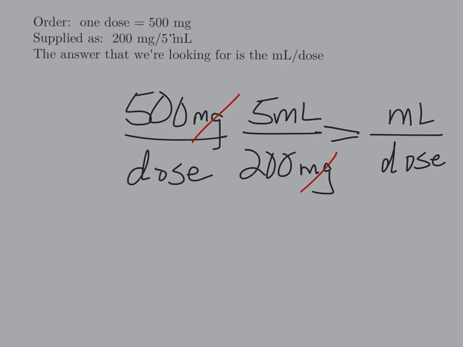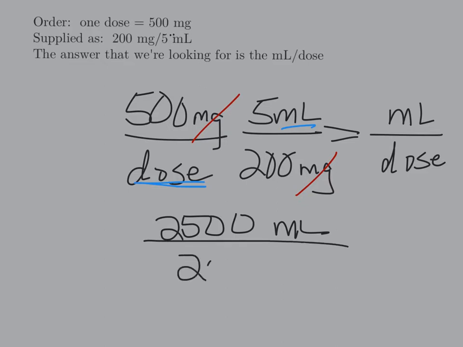So now when I look at it, I have mLs per dose, and I don't have any other units, so I can go ahead and multiply across, because everything that needs to be there is there, and everything that needs to be canceled is canceled. So I go ahead and multiply across, and I end up with 2,500 mLs over 200 doses, which is a ridiculous amount of medicine. We're never going to give 200 doses of something all at once, so now we have to divide the top by the bottom. So we get our calculators out if we have to do that.